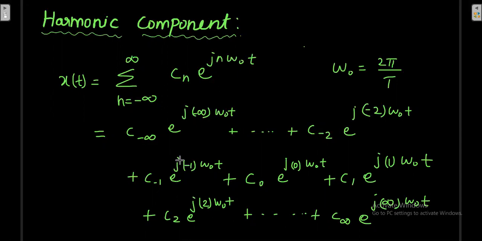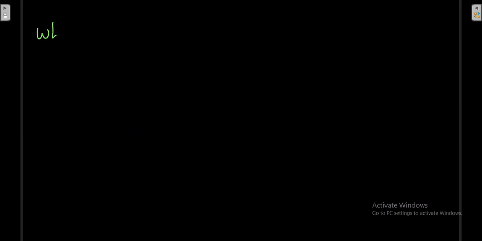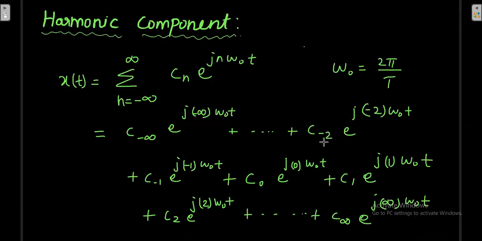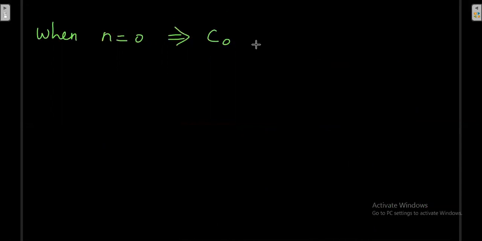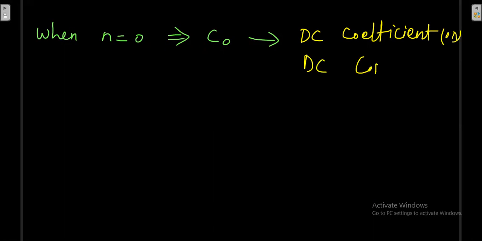Now when n is equal to 0, we get c0. At that time we don't have any frequency, since the exponential term vanishes. That's why we call this c naught term a DC term, a DC coefficient or DC constant.